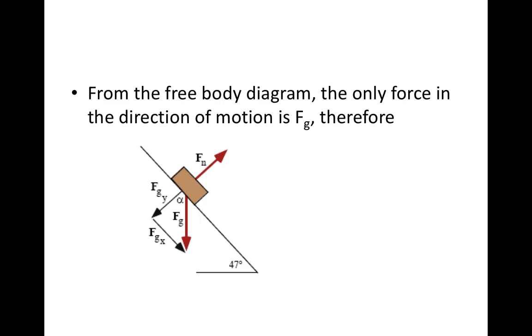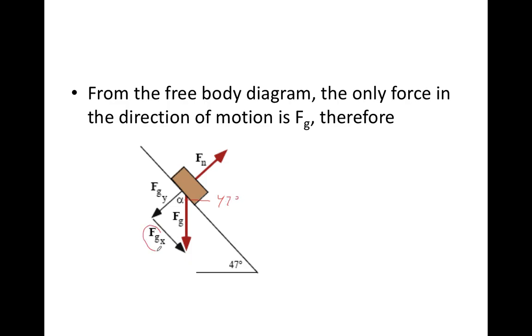So F net equals Fgx, and we can calculate F net, which is equal to Fgx, which equals Fg times sine 47 degrees. And again, the way that we do that is we look at our diagram, and this angle alpha is equal to 47 degrees.